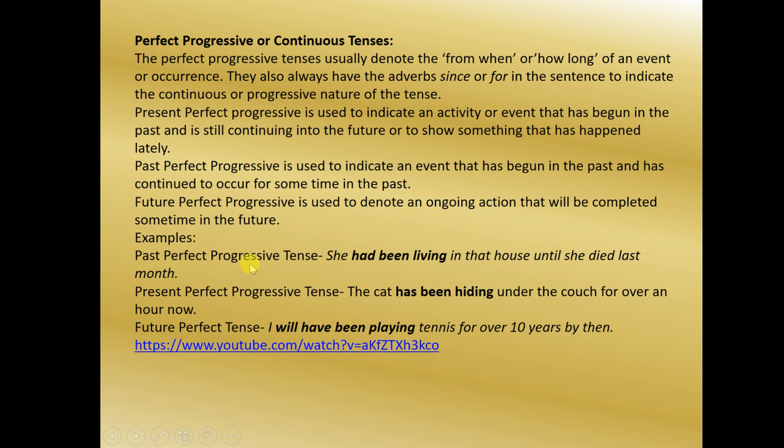Examples: past perfect progressive tense, she had been living in that house until she died last month. Present perfect progressive tense, the cat has been hiding under the couch for over an hour now. Future perfect progressive tense, I will have been playing tennis for over 10 years by then. So you can watch these tenses on YouTube also.